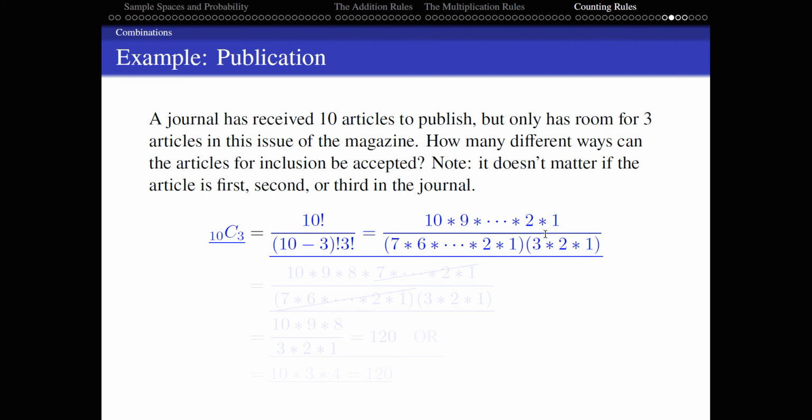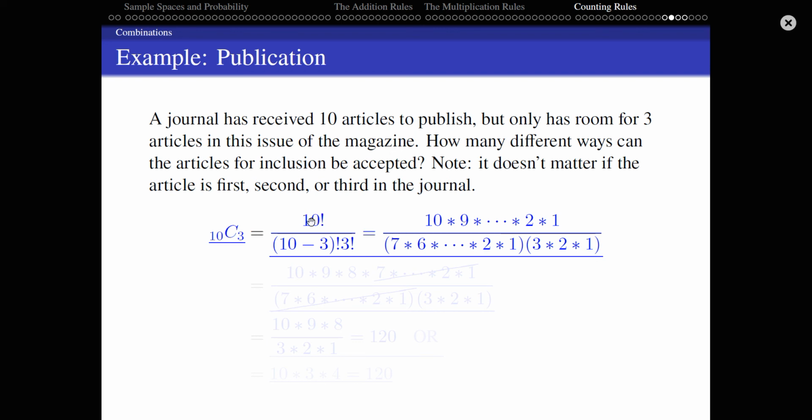Well, because order doesn't matter, we're going to use a combination equation. So for the combination, I have to determine how many articles I have to select from, and how many articles I am actually selecting. I have 10 articles to select from. I have 3 articles that I'm actually selecting, so my combination is going to be 10 choose 3.